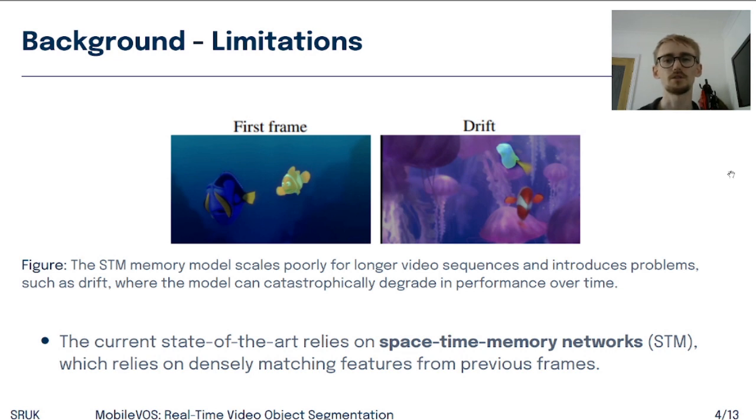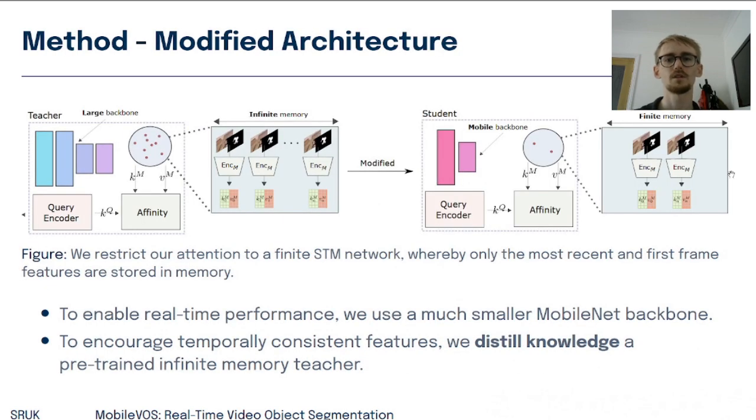In our work, we introduce a new approach called MobileVOS, which are a set of high-performing and efficient models that work on mobile phones thanks to a novel distillation loss during training. To construct these models that can attain real-time performance on mobile phones, we propose a few simple modifications to the existing space-time memory networks. Firstly, we propose to use a much smaller backbone for the query encoder. Secondly, we reduce the memory bank to only store the most recent and first frame features, thus bounding the overall memory consumption, which can be very significant for longer videos.